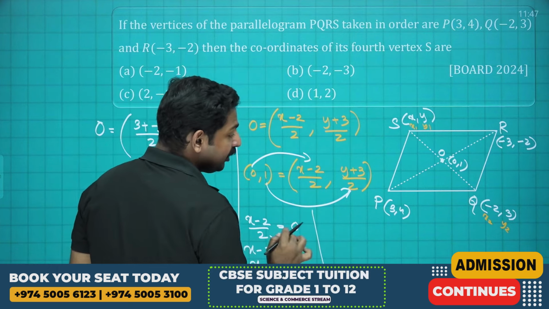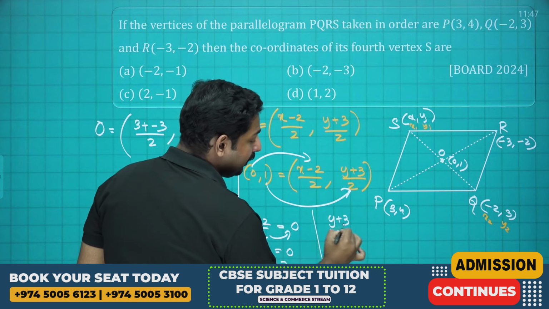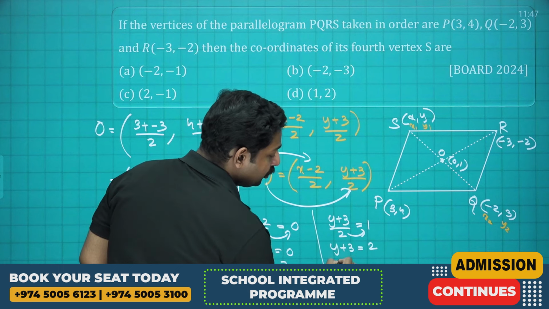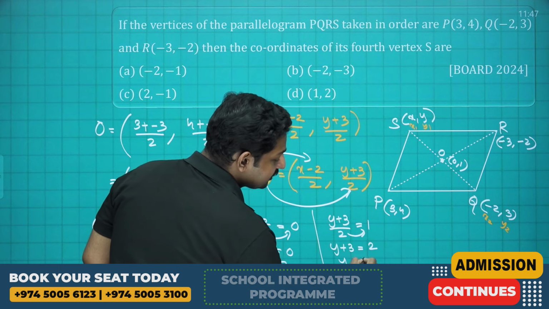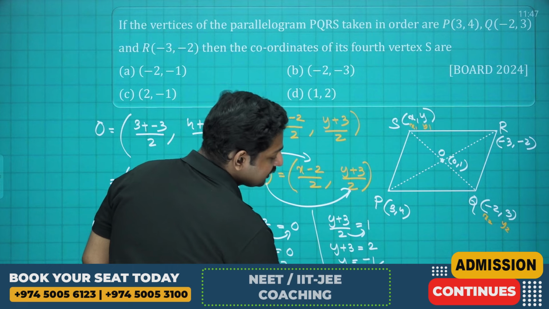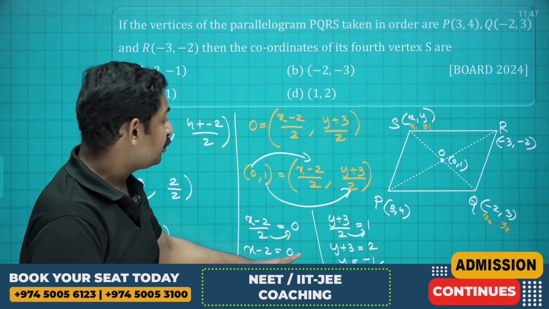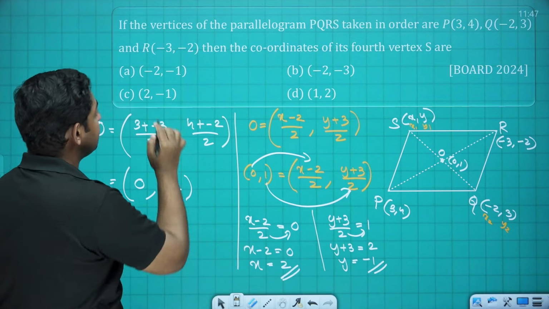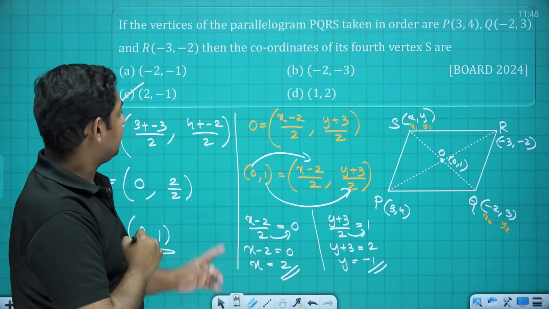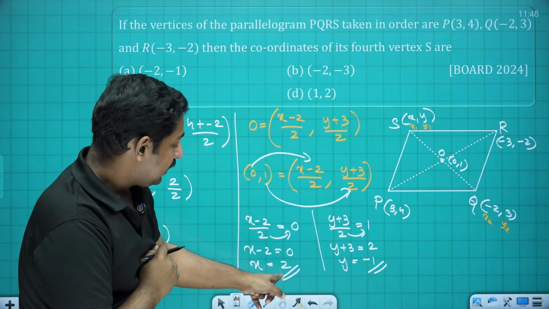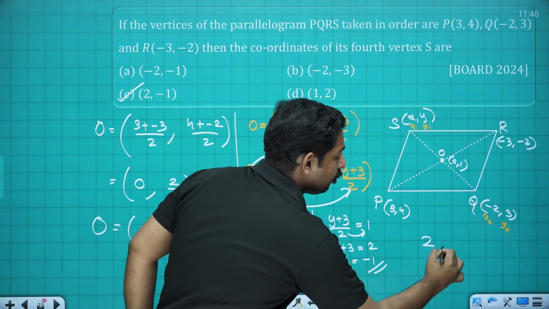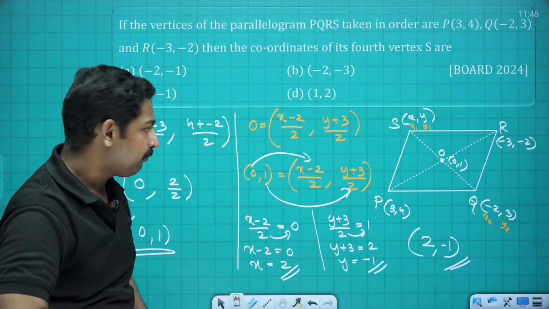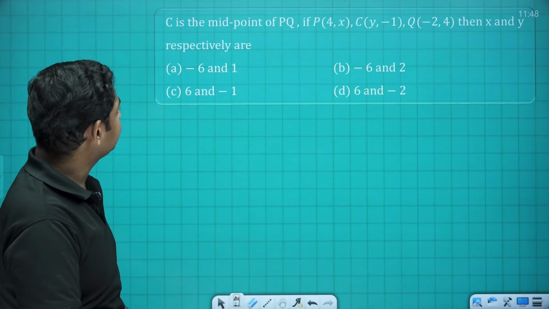And if you equate the y coordinates, (y plus 3)/2 is equal to 1. If you cross multiply, y plus 3 is equal to 2, y is equal to 2 minus 3, so you are getting minus 1. So the value of x is equal to 2, y is equal to minus 1. So which is the correct answer? x equal to 2, y is equal to minus 1. So (2, minus 1) is the fourth vertex. Option C is the correct answer. Okay, so that's it. Moving to the next one.